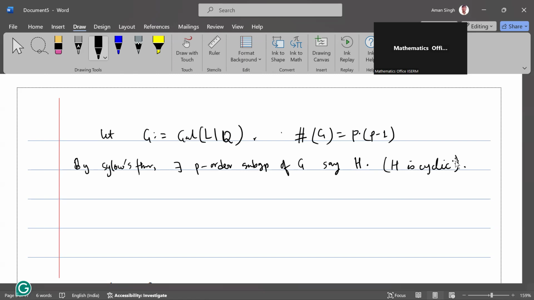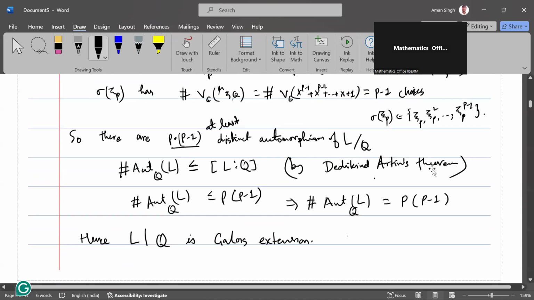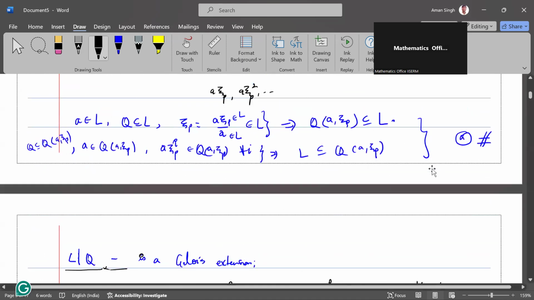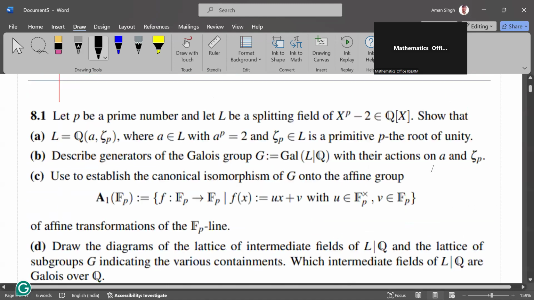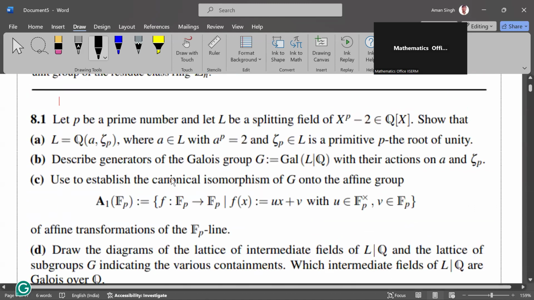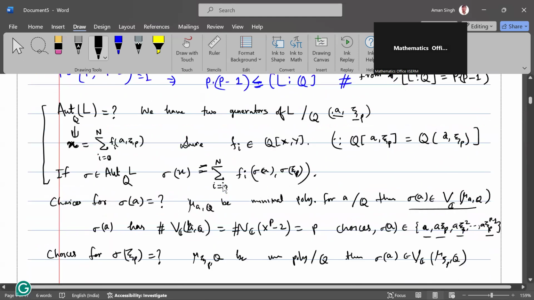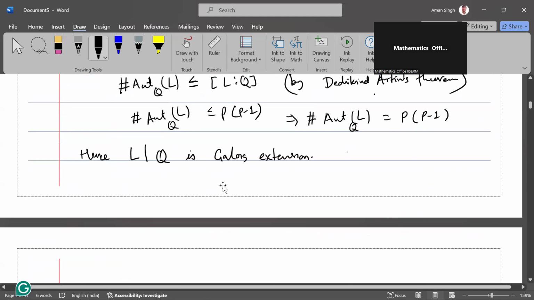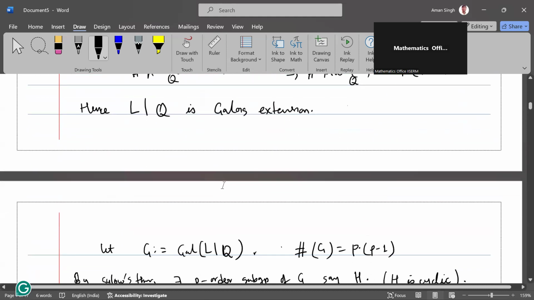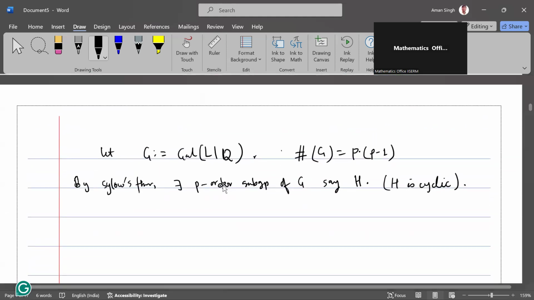How to see that? First of all, let me focus and see what we want to prove. Describe the generators of the Galois group. First of all, we have described what all the elements are. So we will do this later.